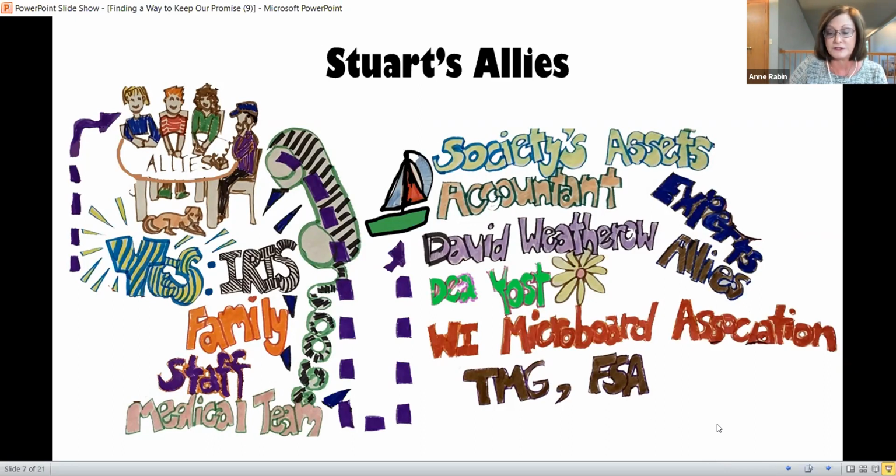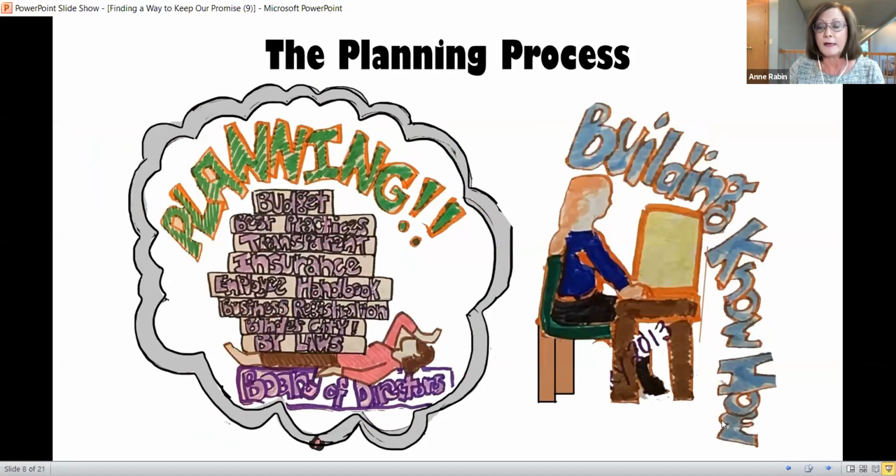also an accounting team. The planning process was difficult, scary, and long. We had to look at things such as the budget, best practices, how are we going to be transparent? Insurance issues, firming up our employee handbook, business registrations. And the way we did this was binders, binders, binders, and folders. And then, of course, the Microboard bylaws.